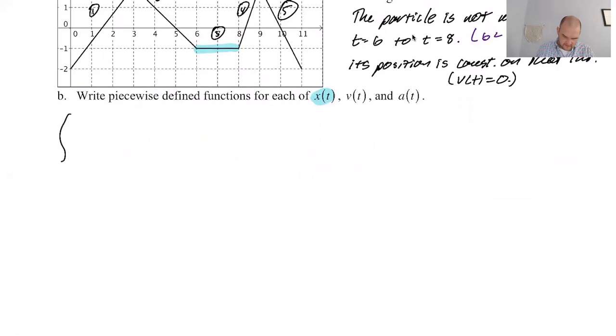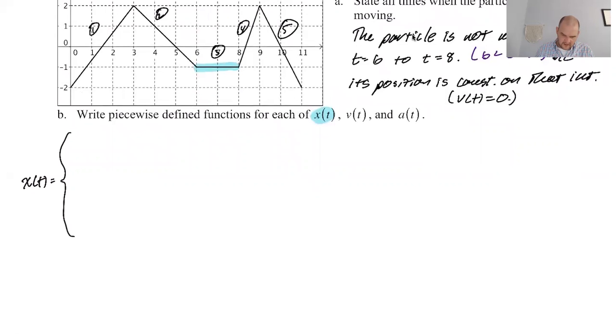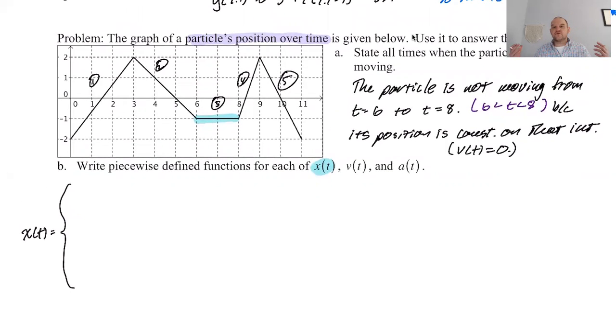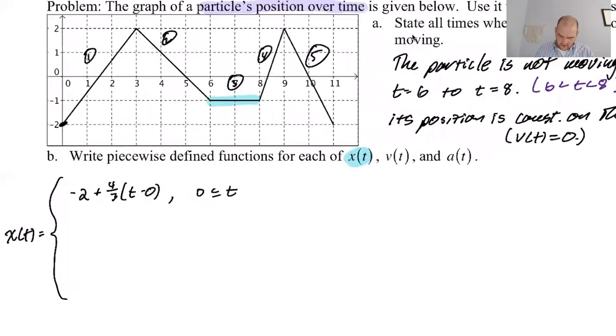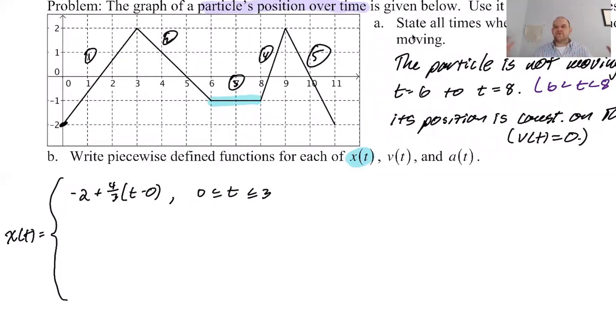So x of t. I don't think I'm going to fit all 5 there, but x of t is, all right, the first branch. I know it has a y-intercept of -2, so I might as well just use that. Still going to do point slope, though. I'm going to say that this point is 0, -2, and then the slope is you go up 4 and over 3, 4/3. So I'm going to say it's -2 plus 4/3 the quantity t minus 0, and that's valid between 0 and I'm going to go all the way to 3 on that one. Just hit it the first time it shows up, right?